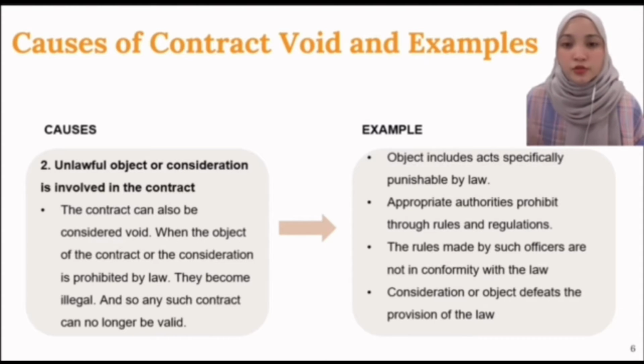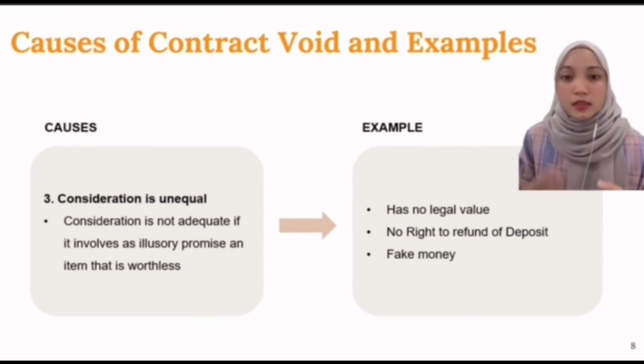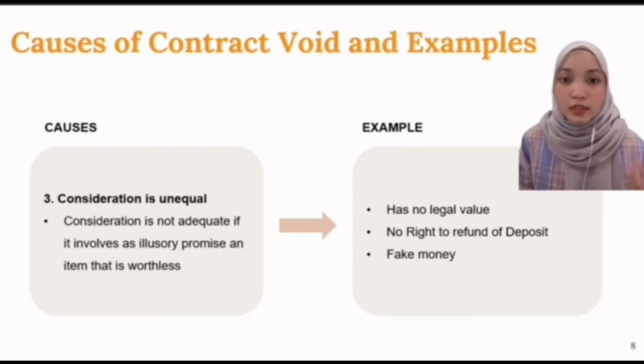I would like to share with you a scenario of unlawful object or consideration involved in the contract. For instance, A gets a license from the forest department to cut grass of a certain area. Department officials told him that he could not pass on such interest to any other person. But there is no such law in the Forest Act, so A sold his interest to B, and the contract was deemed valid.